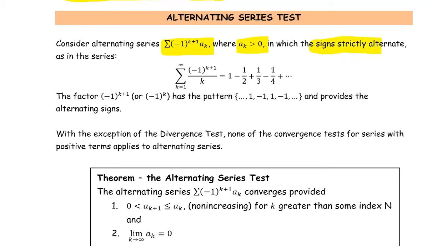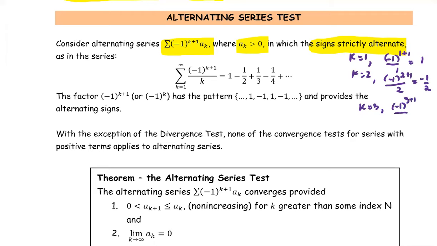The signs will strictly alternate, positive, negative in sign. For example, in this series, the summation of (-1)^(k+1) divided by k. For k equals 1, the first term would be (-1)^(1+1) divided by 1, which is the value 1. For k equals 2, (-1)^(2+1) divided by 2, and we get -1 over 2. One more, for k equals 3, we'll see (-1)^(3+1) divided by 3, and it turns out to be 1 over 3.